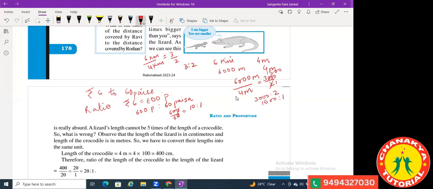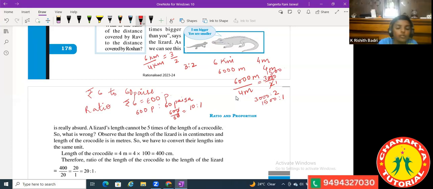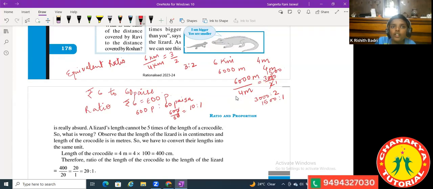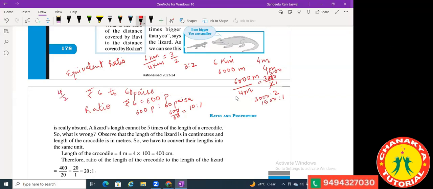Okay. Now tell me, what are equivalent ratios? Ratios which are equal. Okay? Ma'am, like 4:2 is equal to 2:1. Yes, 4:2 is equal to 2 is to 1, where the two ratios are equal.